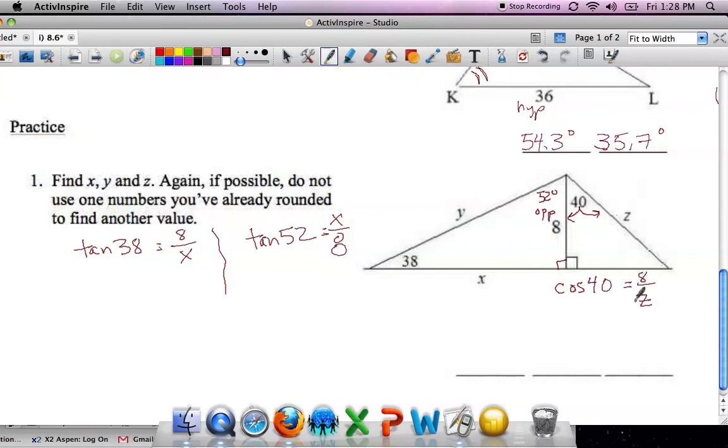So again, the z's in the denominator. I might recommend figuring out what this angle is and set up another trig ratio so that the z is in the numerator. And we'll discuss this tomorrow, next class.